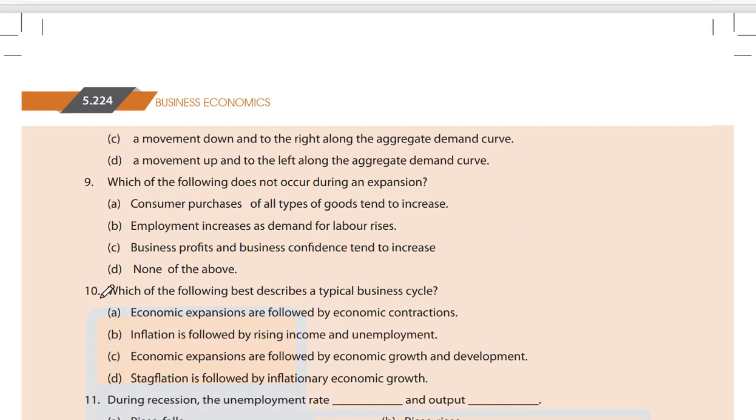Question 9. Which of the following does not occur during an expansion? A. Consumer purchases of all types of goods tend to increase. B. Employment increases as demand for labor rises. C. Business profits and business confidence tend to increase. Or D. None of the above.